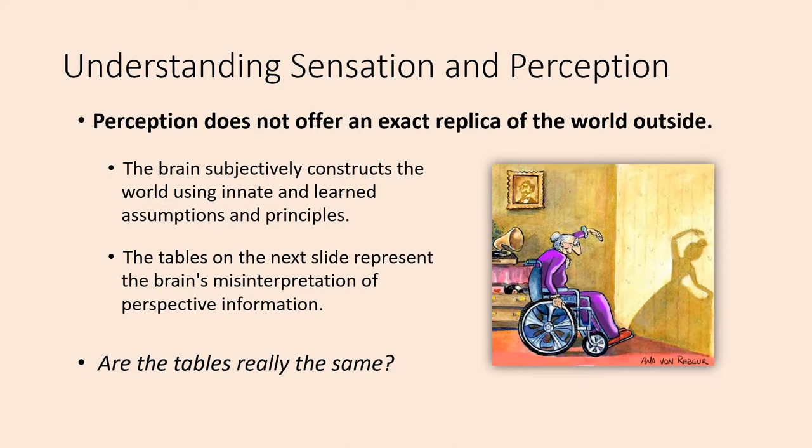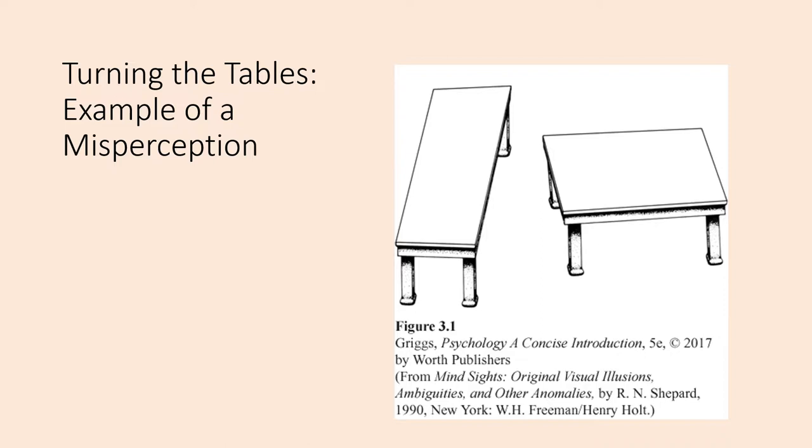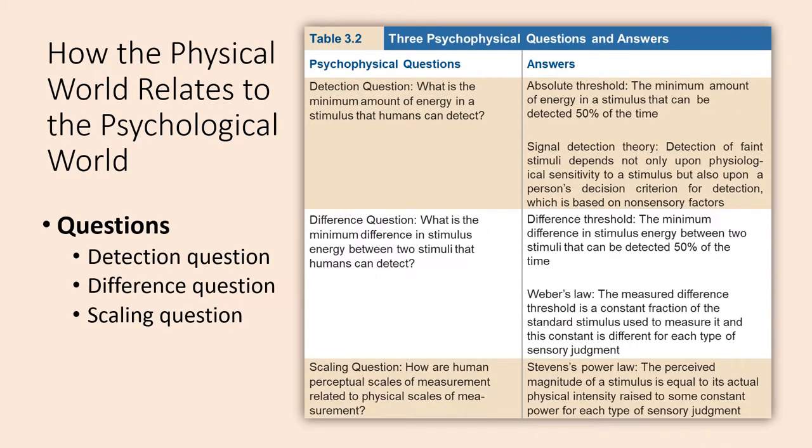The tables on the next slide represent the brain's misinterpretation of perspective information. Are the tables really the same? Here's an example of a misperception. The two tabletops appear to have different dimensions and shapes. However, they are identical. To convince yourself, measure one and then compare it with the other. Even knowing this, you cannot make your brain see them as identical. As you can see, we can't always trust our eyes, or more accurately, our brains.